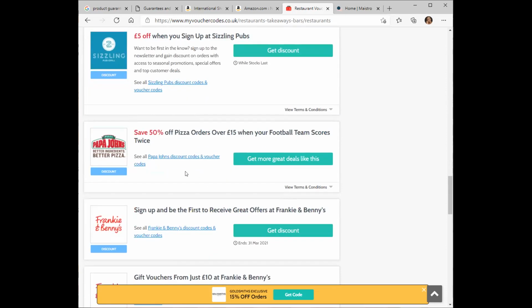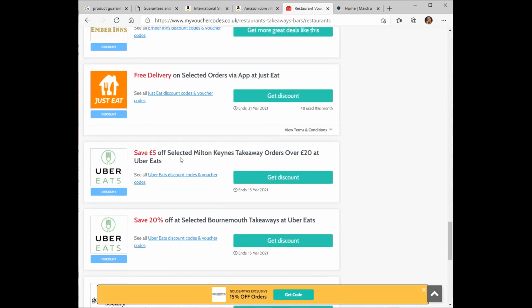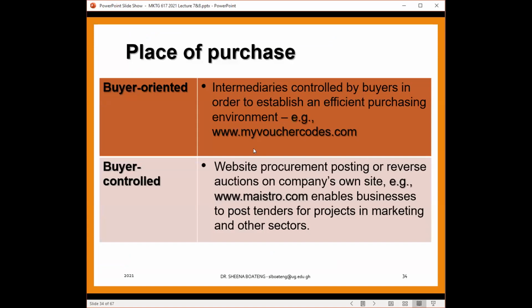So you see how detailed these vouchers are, and they are designed to be consumer friendly. Just like we mentioned when we were describing this type of platform, where we said they are buyer oriented. So they are designed to make the life of the buyer easier. Please, I hope that makes sense.